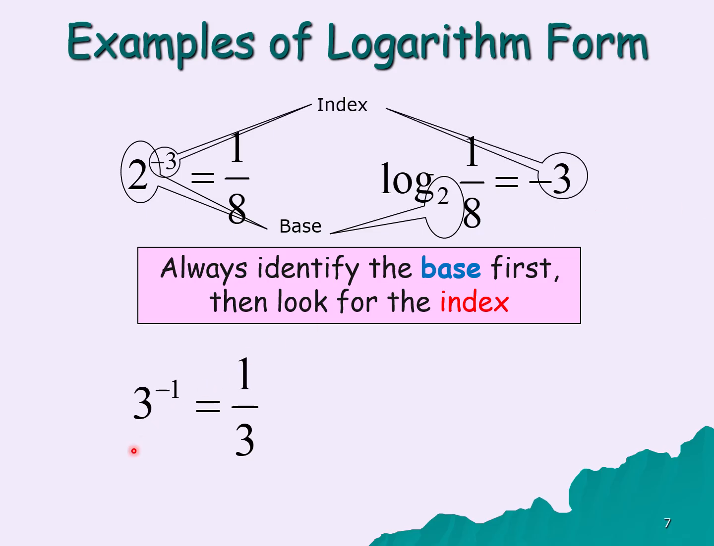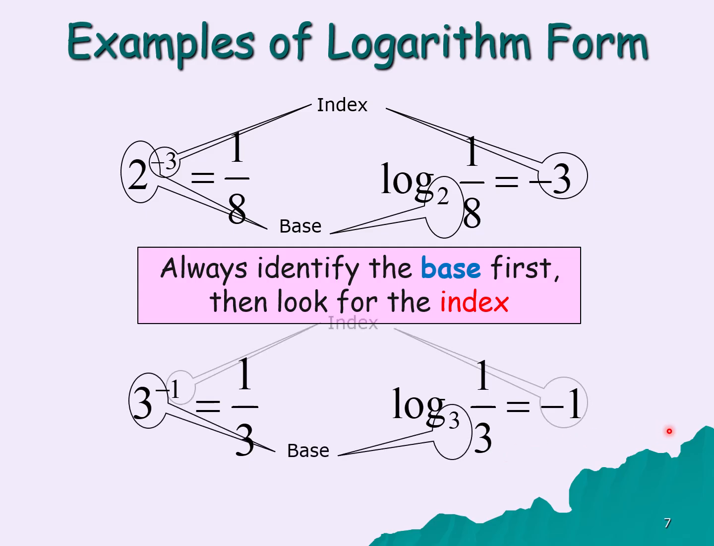Now let's take a look at the second example, and see whether you managed to get it right. Again, the base is 3 and the index is -1. So I will have log base 3, and the index -1 should be on the right hand side of the equation. When I put them together, I will have log base 3 of 1/3 equals -1. So I have the base and I have the index.